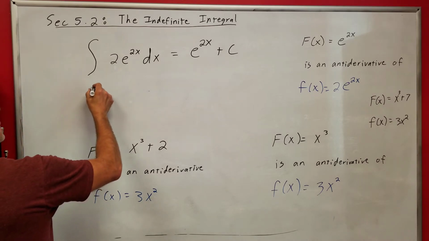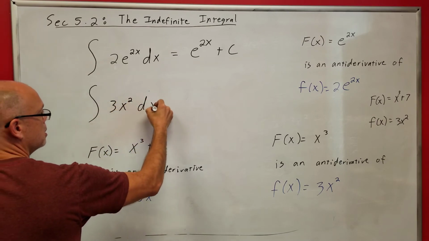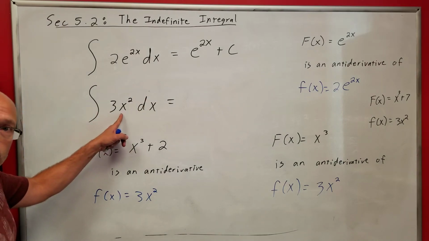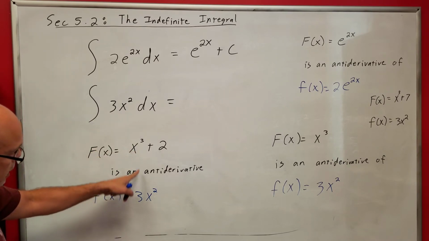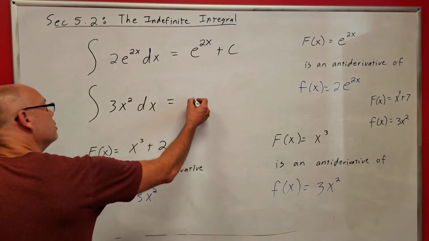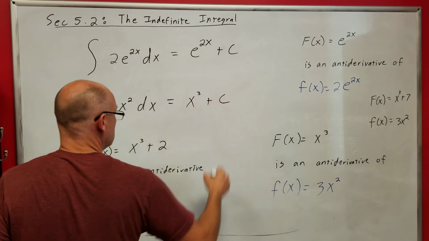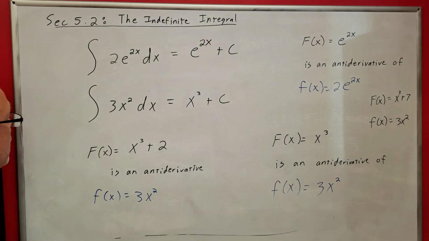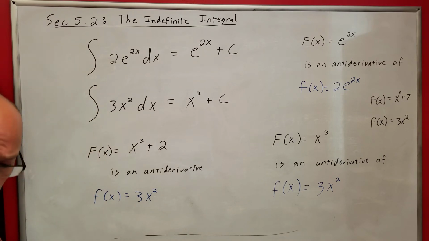What about if I were to do this? What if I were to start out with the function 3x squared dx, and I put this notation? That would mean find an antiderivative of 3x squared. So it's what? The antiderivative of 3x squared, we said, was x cubed plus 2, or just x cubed, or x cubed plus 7. But either way, the antiderivative is going to be x cubed plus some constant, right? The constant might be 2, the constant might be 7, the constant might be 0 over here, okay? So what does this notation mean again? Integrate or find an antiderivative, okay?